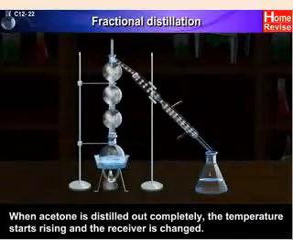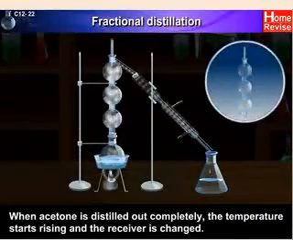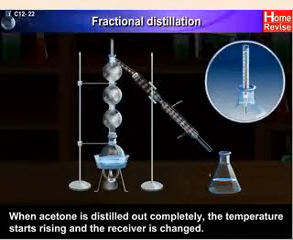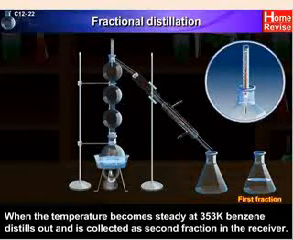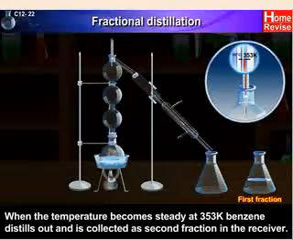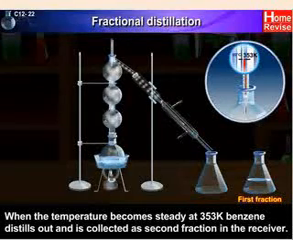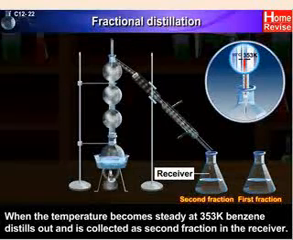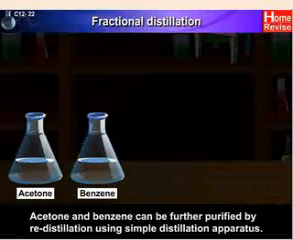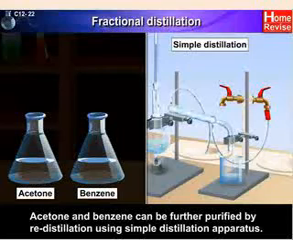When acetone is distilled out completely, the temperature starts rising, and the receiver is changed. When the temperature becomes steady at 353 Kelvin, benzene distills out and is collected as the second fraction in the receiver. Acetone and benzene can be further purified by redistillation, using simple distillation apparatus.